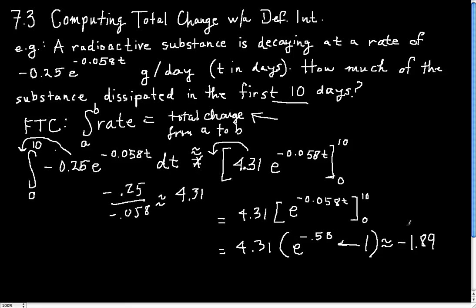And just to be complete, what are the units of this? Well, they're the units of this integral, which are the units of this function, which is in grams per day, times the units of t, which is days. And then the units of days cancel, and we just get grams, which makes sense. So the total change in this substance was approximately minus 1.89 grams, or so the substance decayed by 1.89 grams. And that concludes our video.